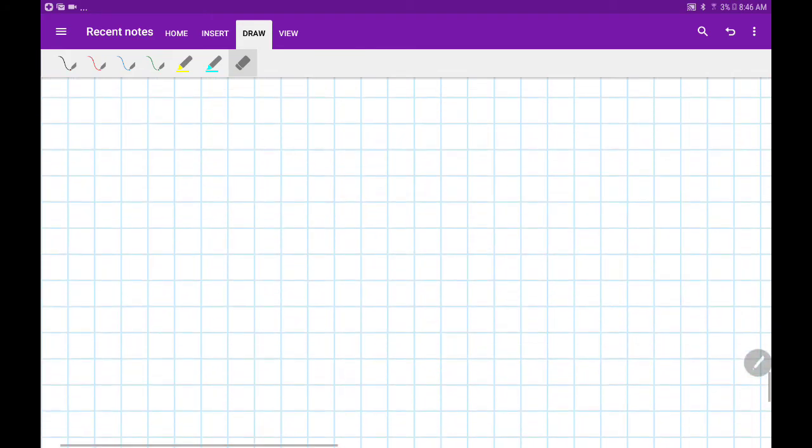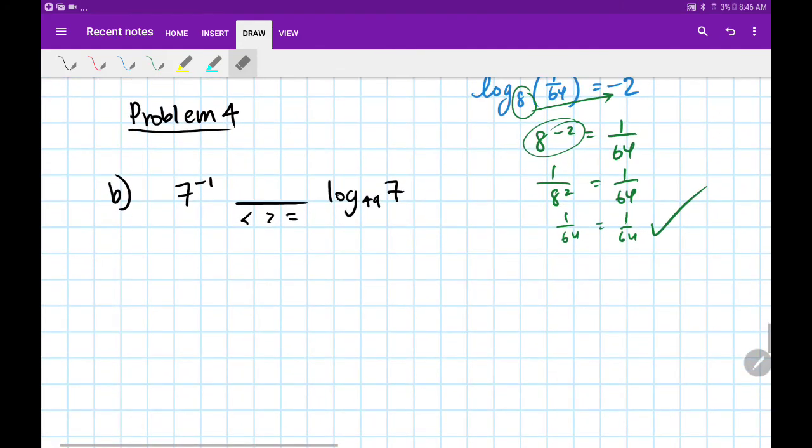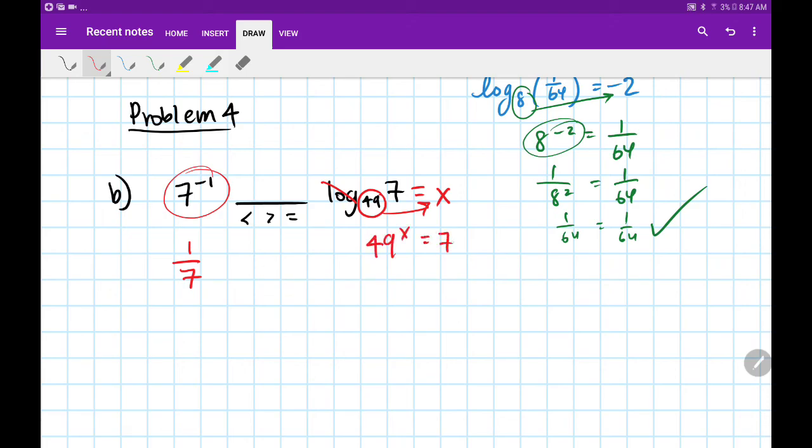Okay, last problem, number 4. So for number 4, we're asked to basically compare the left side and the right side, which one is greater. Well, we can evaluate the left side first. 7 to the negative 1 is really 1 over 7. So I'm going to keep that in mind. I rewrote the left side. Now on the right side, I'm not really sure what log base 49 of 7 is, but I can evaluate it by setting it equal to x and going from log form to exponential form and seeing what it equals. So 49 to the power of x equals 7.